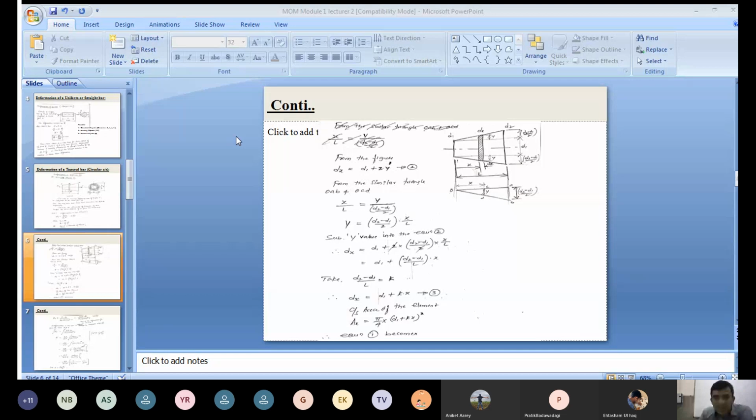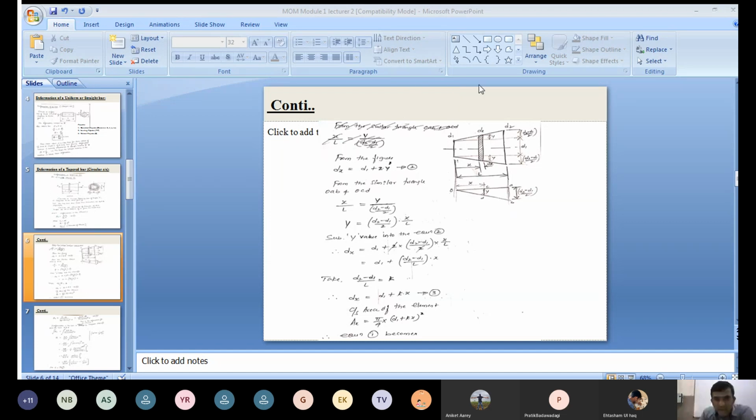Now, you can represent the tapered bar again like this. Again, rewrite the diagram. Small end is D1, larger end is D2. The diameter of the element is d suffix x at a distance of x from the smaller end, and the thickness of the element is dx. Right? Now, I want to determine the diameter of this small element.